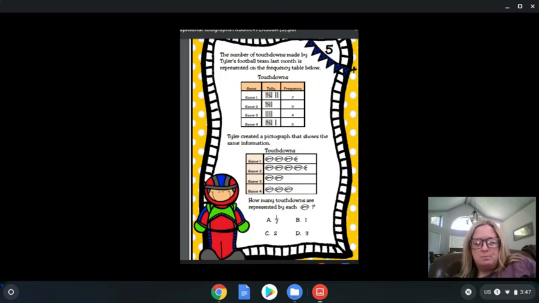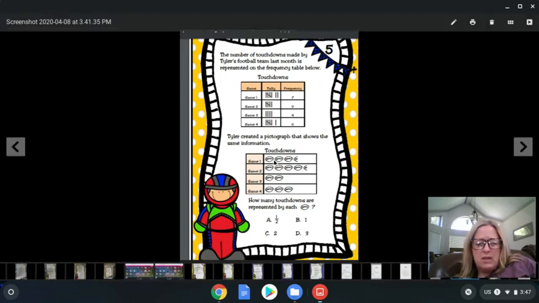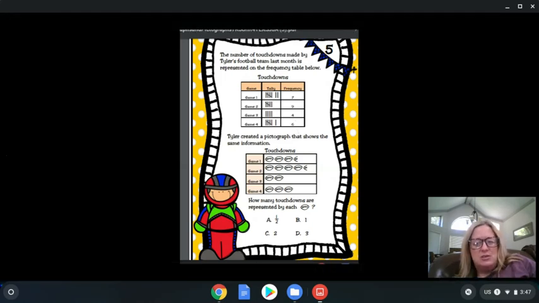The other way is we could count all the footballs. So there's 1, 2, 3, 4, 5, 6, 7, 8, 9, 10, 11, 12. And if we put those 2 halves together, that would be 13. So we have 13 footballs, and if we add all of these up, that would actually be 26. So we could divide 26 divided by 2, which is 13. So we know that each football represents 2 touchdowns. If you have any questions, please let me know.